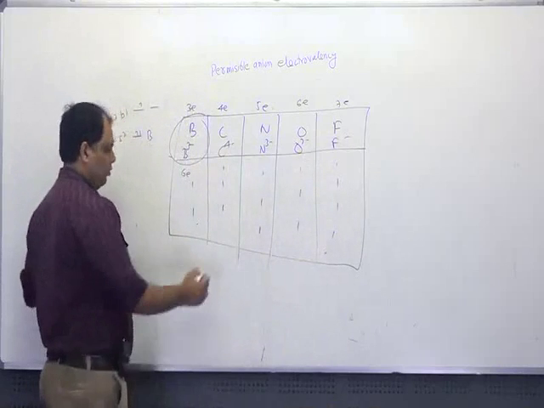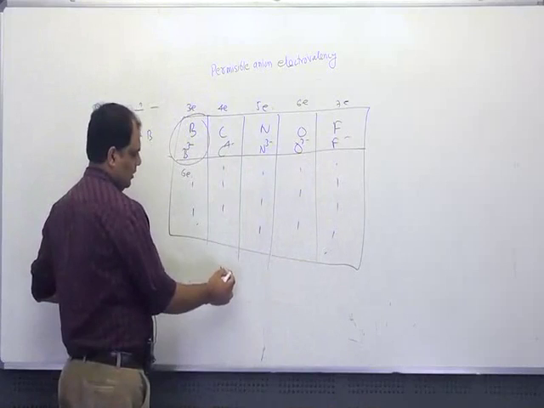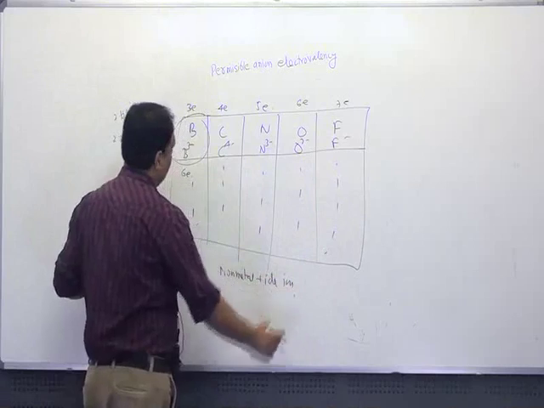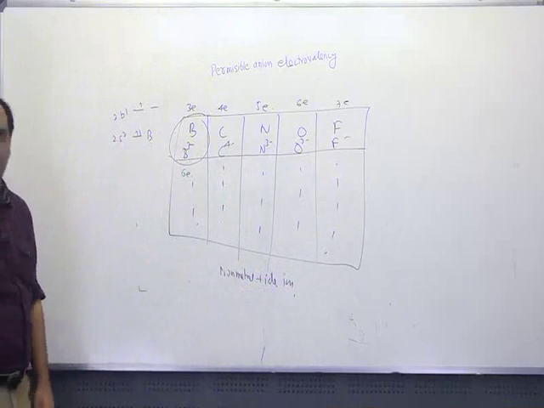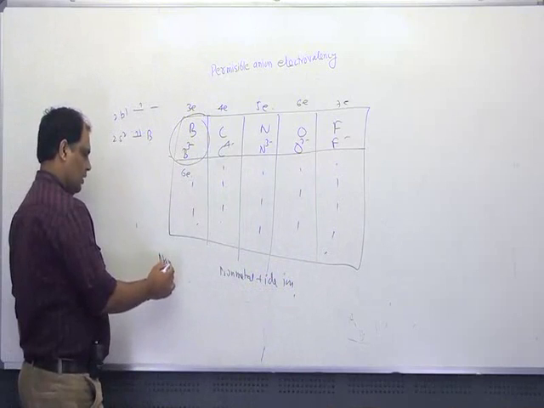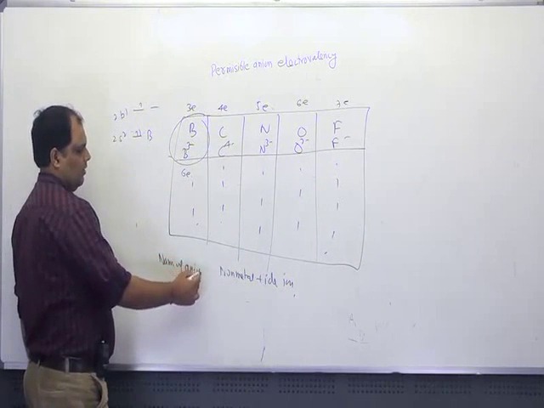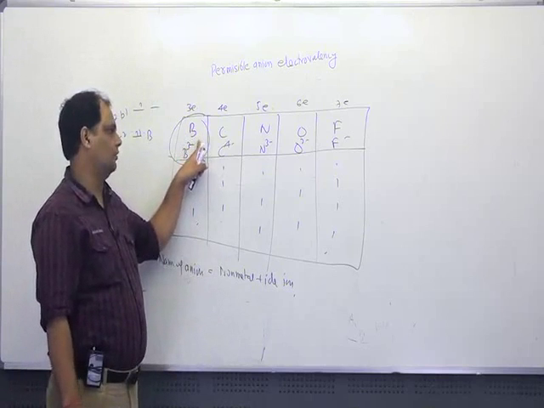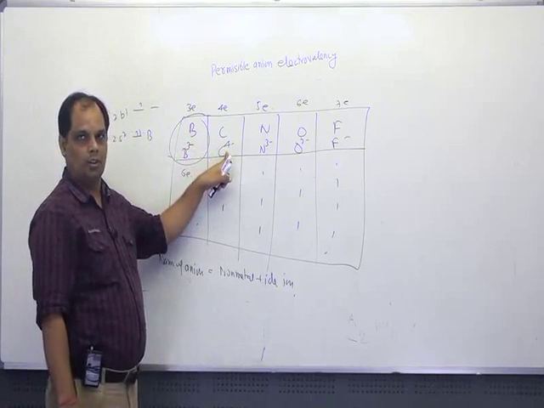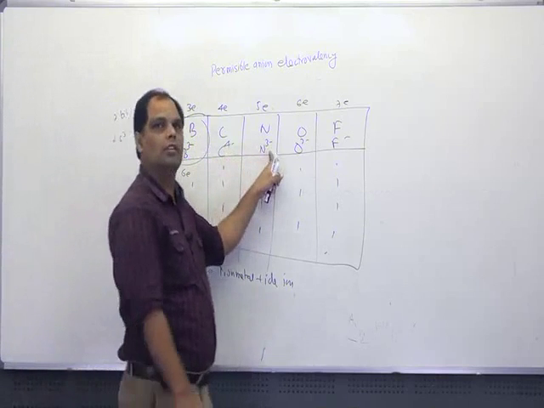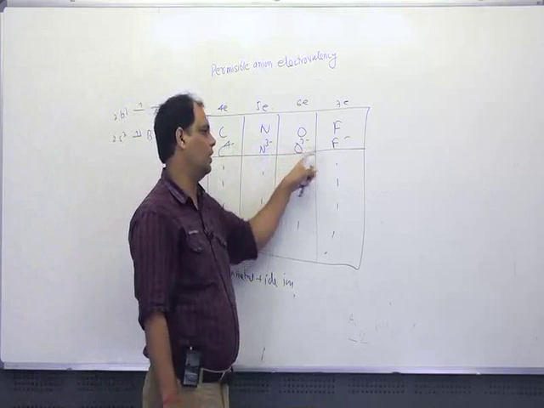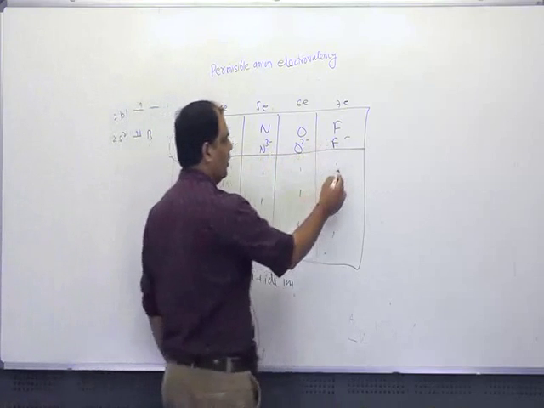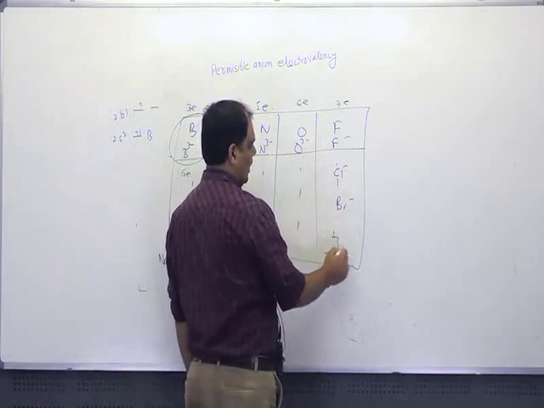And what we used to do, we used to name these anions as non-metal plus ide. Name of the anion is given by the non-metal plus ide. So we call this the boride ion, the carbide ion, the nitride ion, the oxide ion, and the fluoride ion. Non-metal plus ide. Similarly we can have chloride ion, bromide ion and iodide ion.